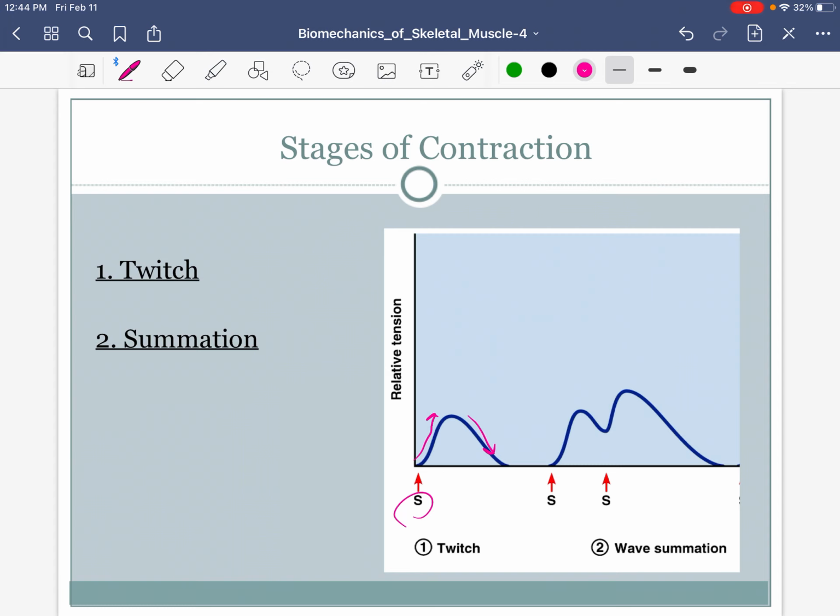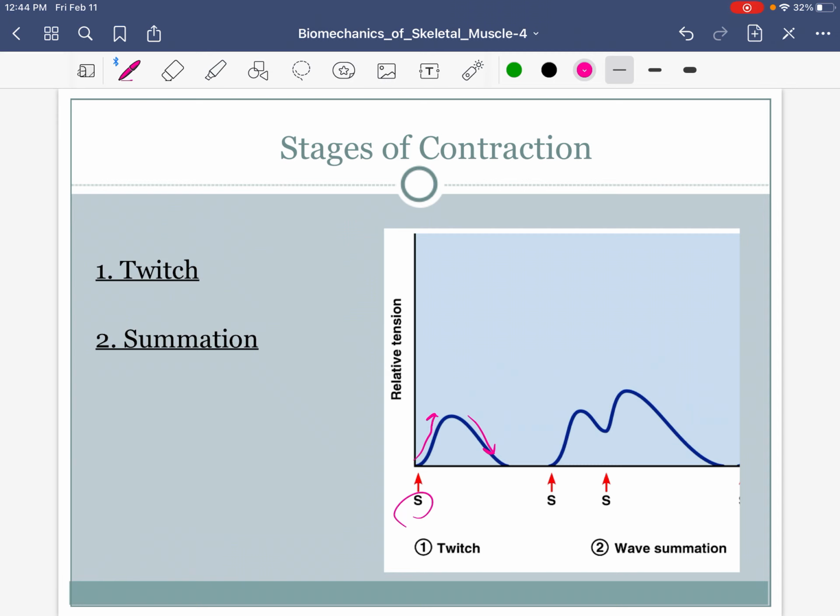If you have something coming towards your eye, your eyelid will close. Maybe you only need one nerve impulse to cause a quick twitch to close your eyelid, and then you're done, right, to protect your eye. But most muscle contractions are summated.